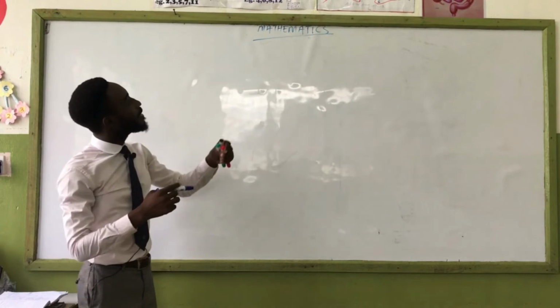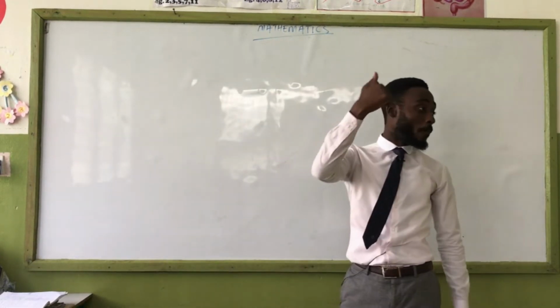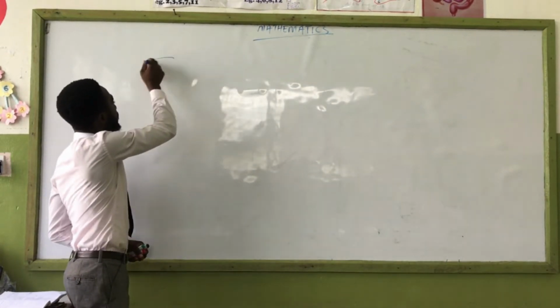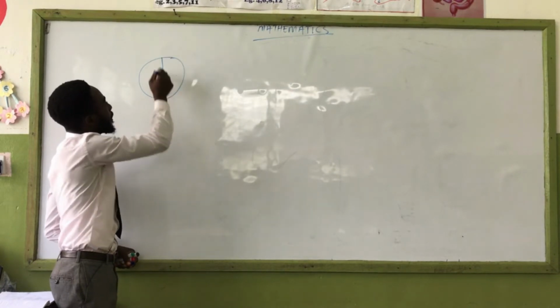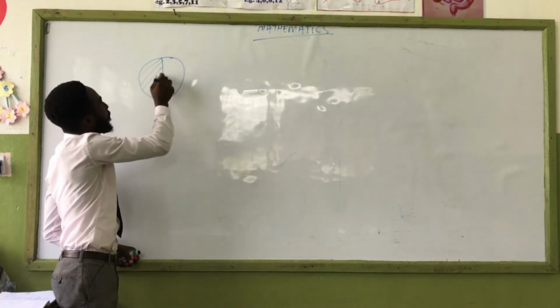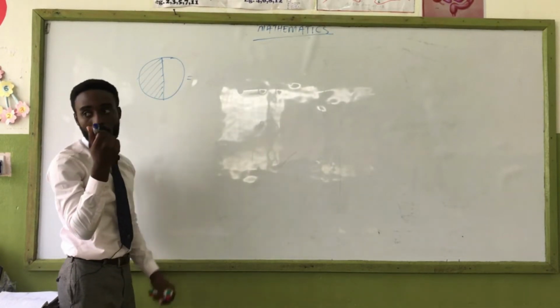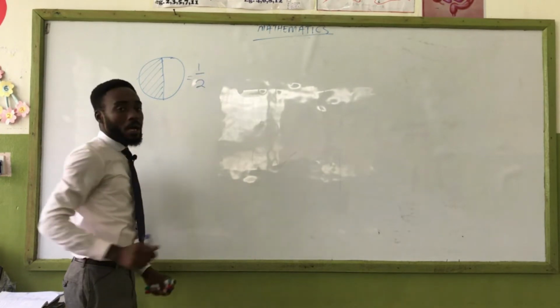So mathematics. And then I said fractions. So fractions are what? Equal parts of a whole. If you should have something like this, and then we take it out. What fraction have we taken out? One out of two. Okay.